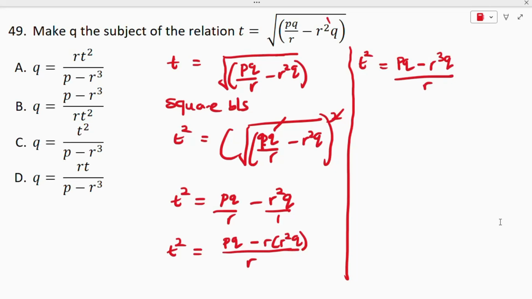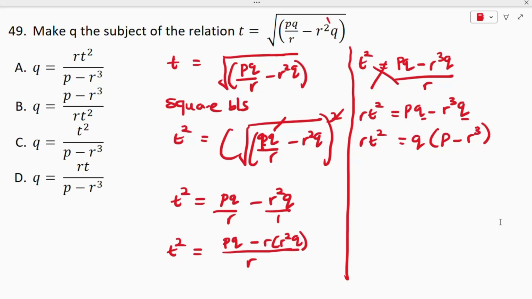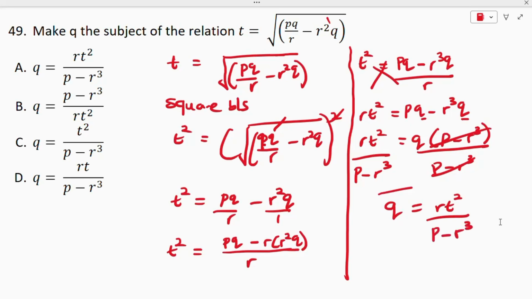So at this point we cross multiply, so we have RT squared is equal to PQ minus R cubed Q. Now from this side we find out that Q and Q are common, so we factor out Q, we have P minus R cubed. All we have to do is to divide both sides by P minus R cubed to isolate Q. So this cancels out this, and we have that Q is equal to RT squared divided by P minus R cubed. So this becomes the final answer. So from this, let's take a look at the options. We have RT squared divided by P minus R cubed, so we have A to be the correct option.